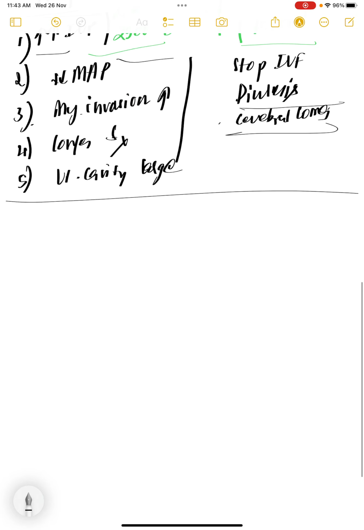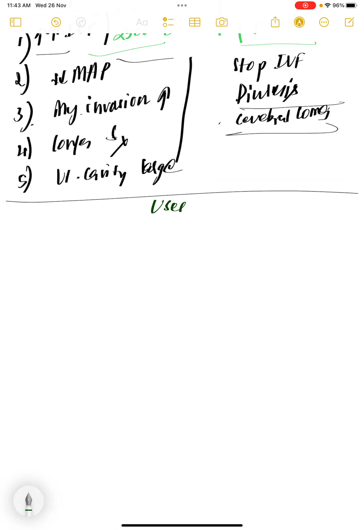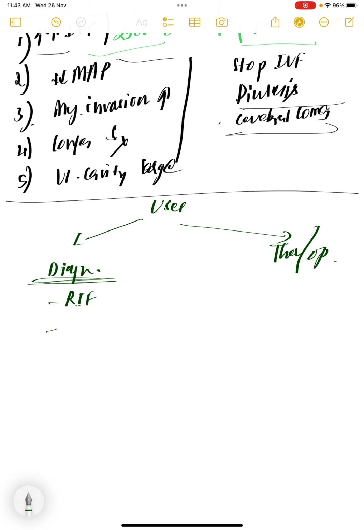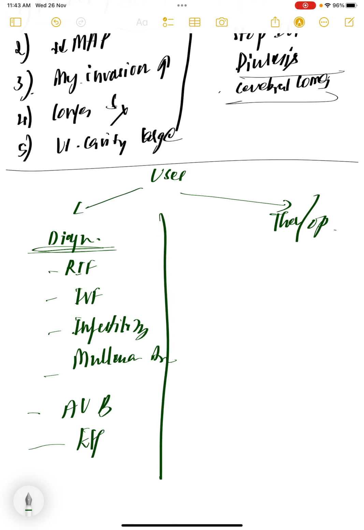Now let us come to the uses of hysteroscopy. When it comes to the uses of hysteroscopy, it can be of two types. One is diagnostic, you want to diagnose something, or it can be therapeutic or operative. When you want to diagnose, you want to diagnose if there is recurrent implantation failure or recurrent IVF failure. You want to see what is the infertility reason, unexplained infertility, or you suspect the girl is having some Mullerian anomaly, or there is abnormal uterine bleeding, and you want to see whether there is an endometrial hyperplasia. These all are diagnostic.